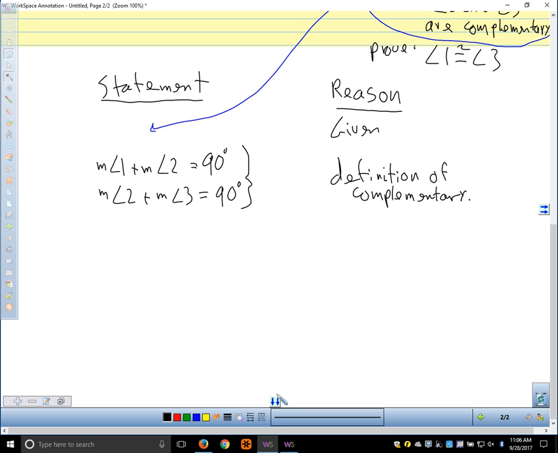Well, this looks exactly like what we just did. Here's something that is 90, equals 90, and there is a 90. So I'm going to plug that in there. I'm going to say the measure of angle 1 plus the measure of angle 2 equals the measure of angle 2 plus the measure of angle 3. And what tells me I can plug something in for something that it's the same as? Substitution.